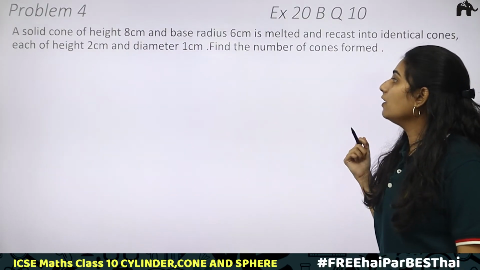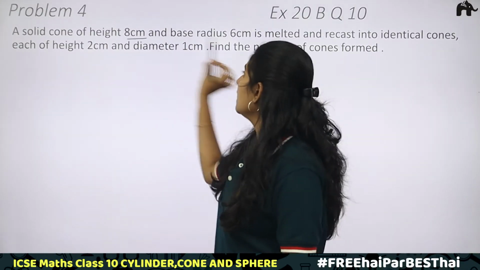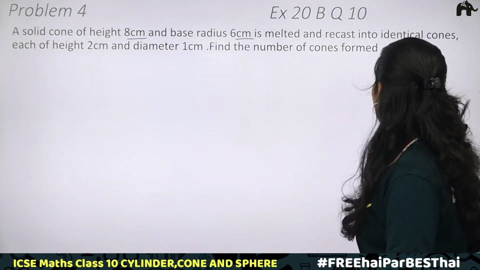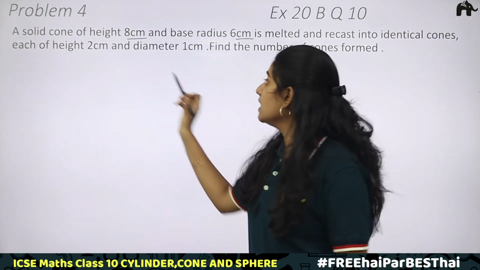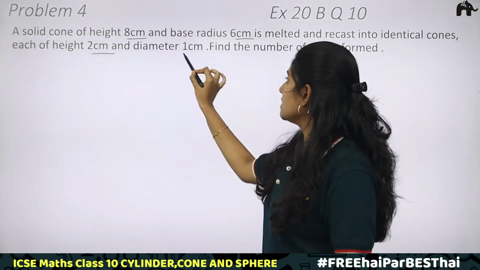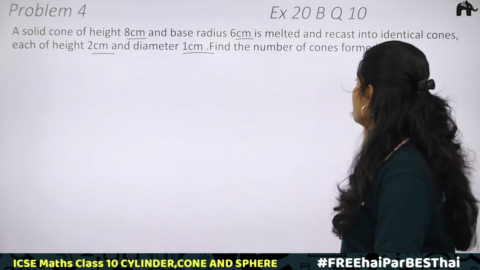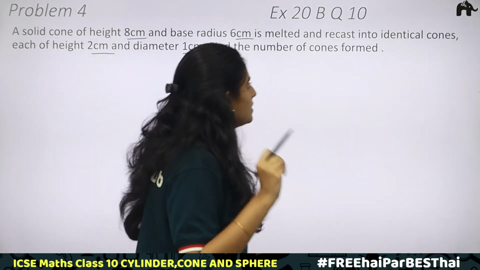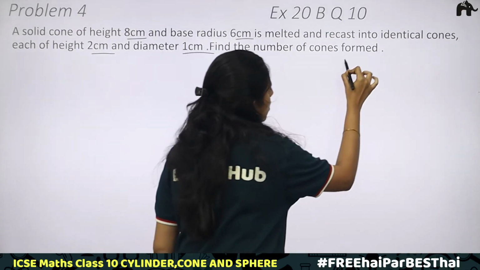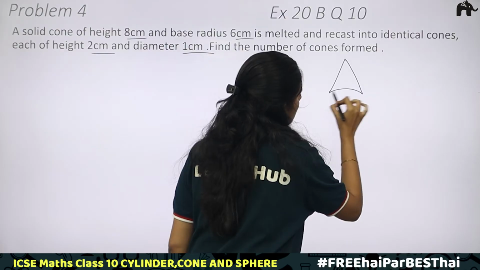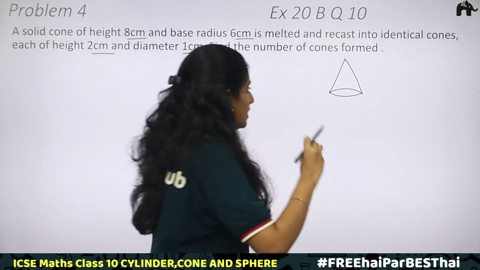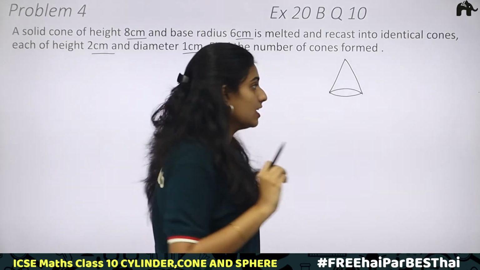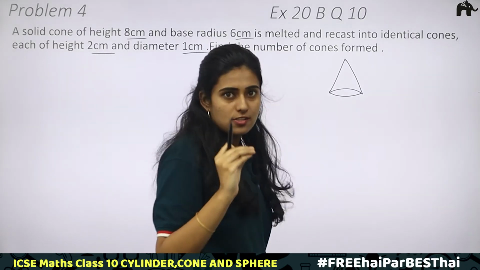A solid cone of height 8 cm and base radius 6 cm is melted and recast into identical cones, each of height 2 cm and diameter 1 cm. Find the number of cones formed. We need to find the number of cones that are formed when a solid cone is melted, and with that melted material, we are making many other identical, smaller cones.